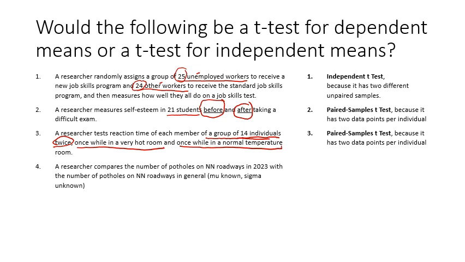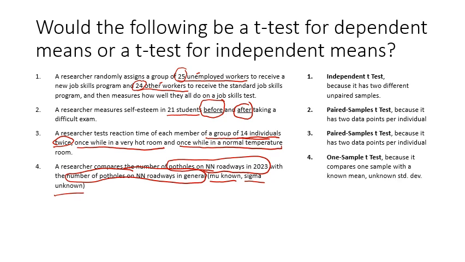Number 4: a researcher compares the number of potholes on Navajo Nation roadways in 2023 with the number of potholes on Navajo Nation roadways in general. Mu is known, sigma is unknown. So here we have one sample, potholes on roadways in 2023. We're comparing it with potholes in general. Mu is known and sigma is unknown. So this means that we're doing a one-sample t-test. One sample, but we don't know the standard deviation of the comparison population.